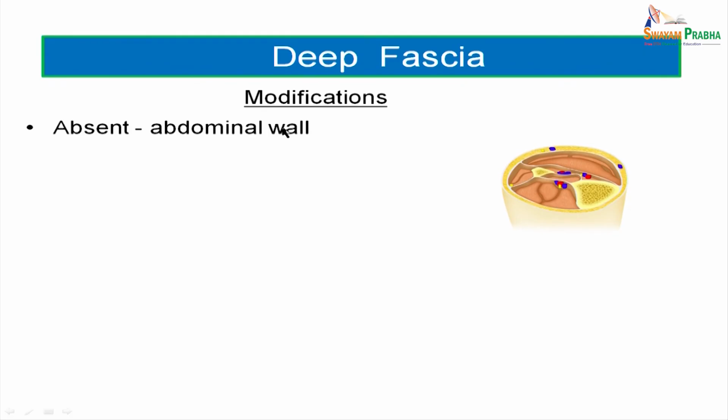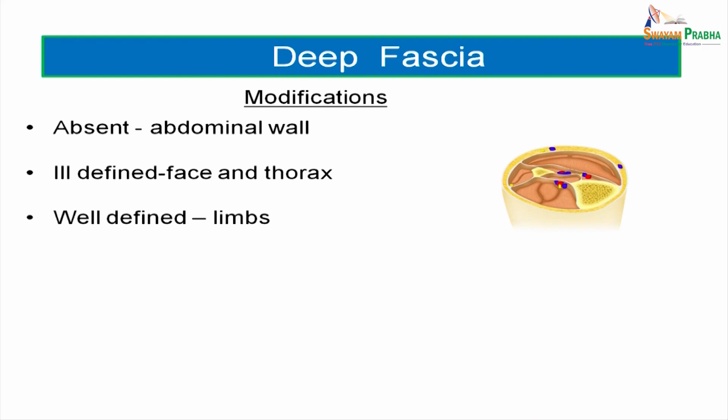So, coming to the modifications of deep fascia, it is absent in the anterior abdominal wall. It is ill defined in case of face and thorax. It is very well defined in case of limbs, and these are places where there is extra thickening of the already existing deep fascia.